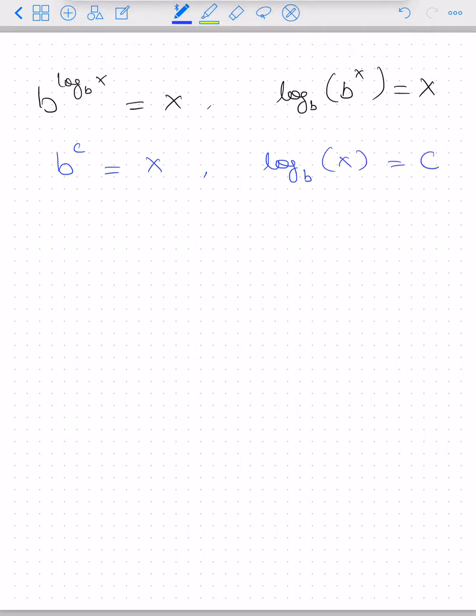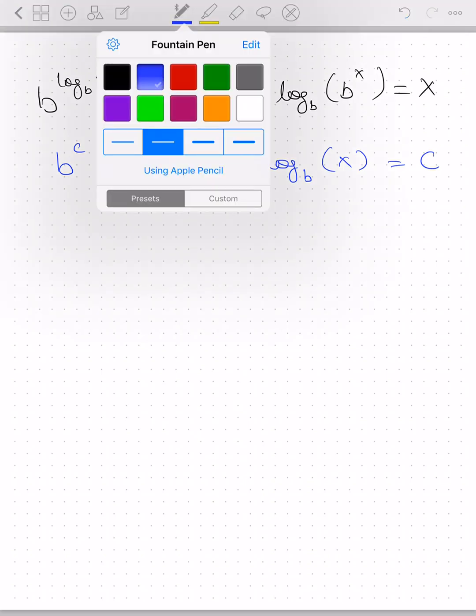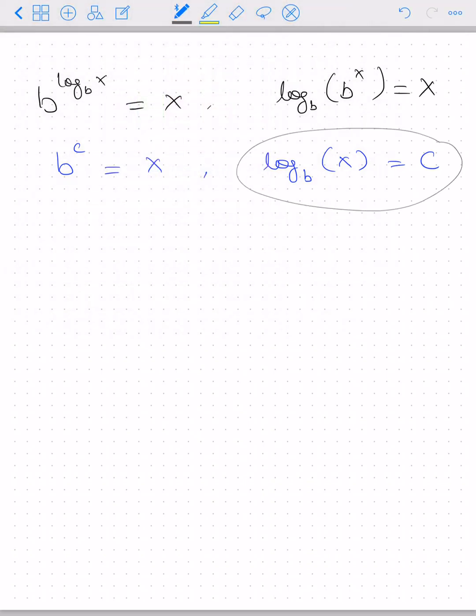So this is what we're doing, and we can effectively plug one of these into the other. For example, if I take the second one here and plug the value of c in the first, we get the first one. Alternately, if I take the value of x here and plug it in here, we're going to get the other equation.